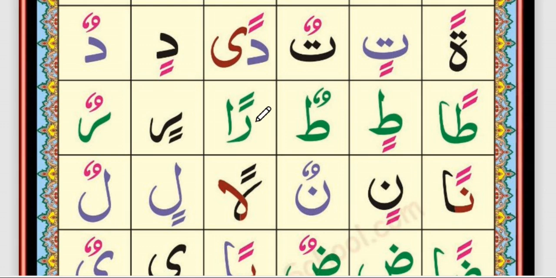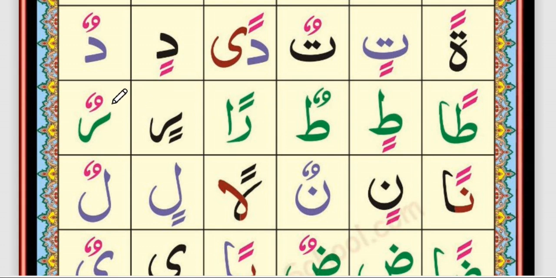Touch the back of the gums with your tongue and read raw, two zabar, ron. Raw, two zer, rin. Raw, two pesh, run. Ron, rin, run.